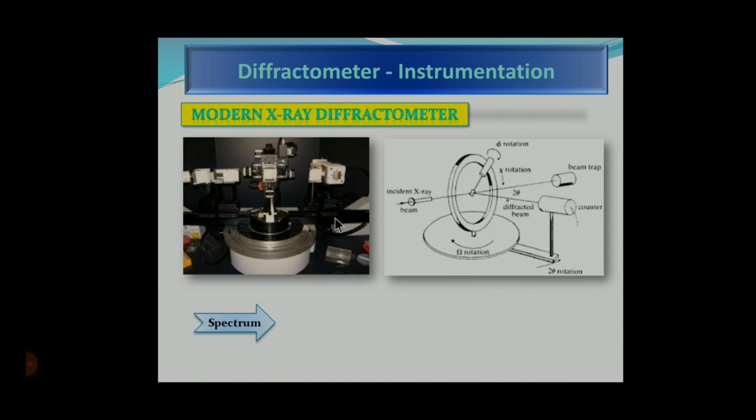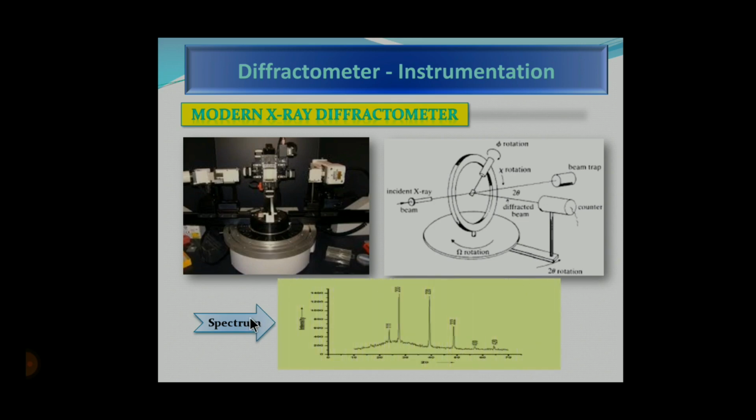So this is the most modern X-ray diffractometer, and the signal from the counter is analyzed with pre-amplifiers and amplifiers, main amplifiers and electronics or MCA, multi-channel analyzers, all those things. After all this process and analysis, we will be getting a spectrum like this. There might be sharp peaks for crystalline structures, and we'll be getting some disturbance-like structures for amorphous areas.